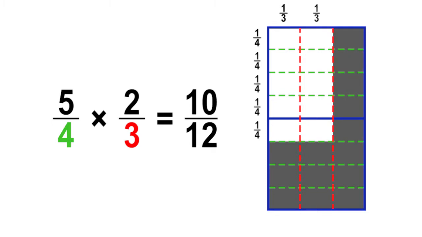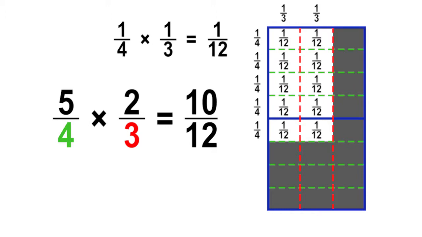If we write the fractions on the left and the top of the columns and rows, we can find the product of each square. 1/4 times 1/3 equals 1/12, so each box represents 1/12. Counting up all those squares, we have 10 1/12 squares, which equals 10/12.